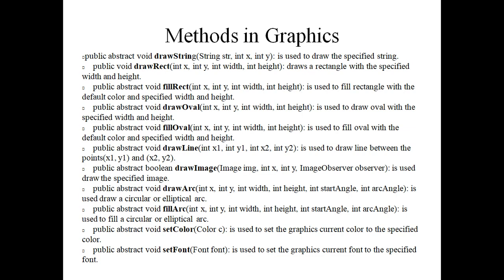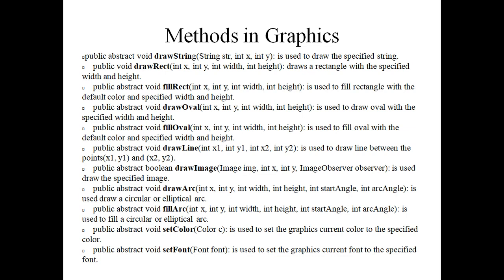Similarly, you have the drawOval method which is used to draw an oval. fillOval is used to draw an oval which is filled with the default color. drawLine is a method that is used for drawing a line. You just have to mention the starting point and the end point of the line using x and y coordinates. So the starting x and y coordinates have to be mentioned as parameters, and similarly the end x and y coordinates have to be mentioned as parameters in drawLine.